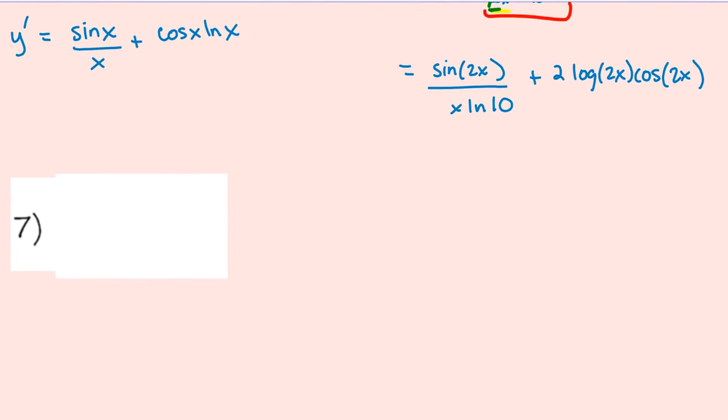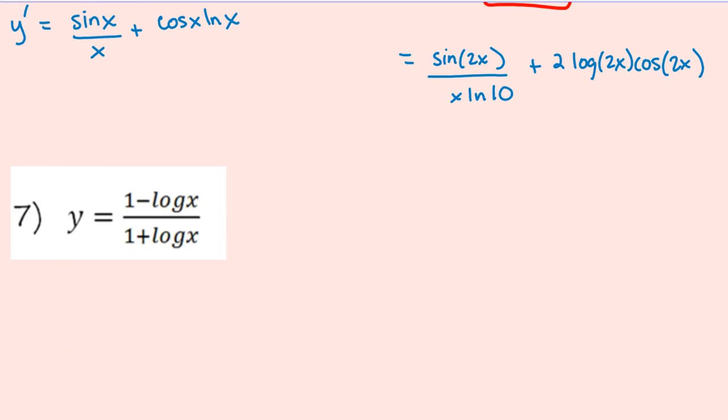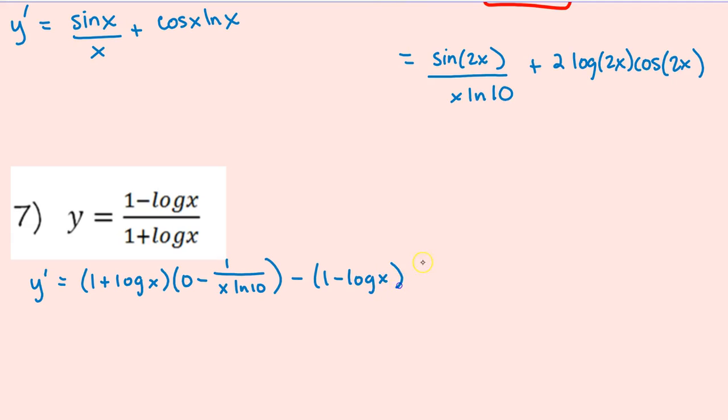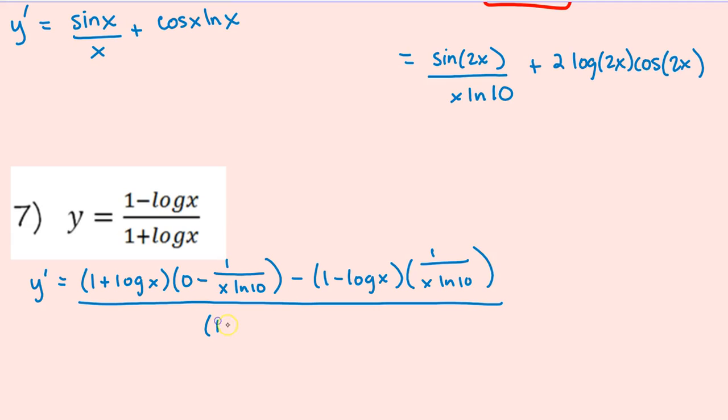Okay, next one, lucky number 7. Oh boy, quotient rule. Let's go. y prime equals the bottom times the derivative of the top. The derivative of 1 is 0 minus the derivative of log of x, which is 1 over x natural log 10, minus the top times the derivative of the bottom, 0 plus 1 over x natural log 10, over the bottom squared.